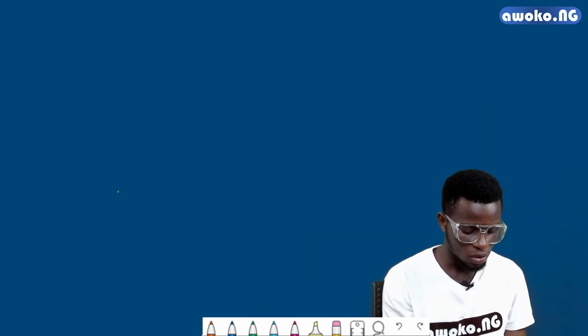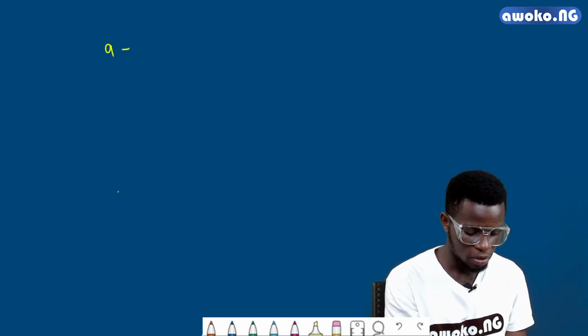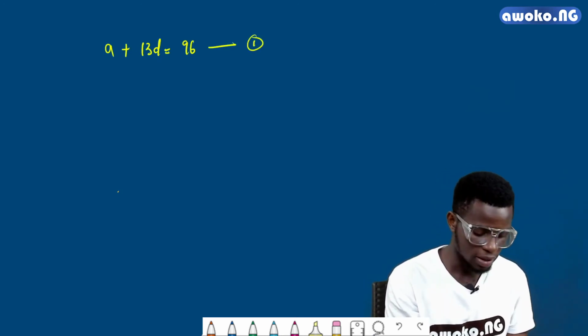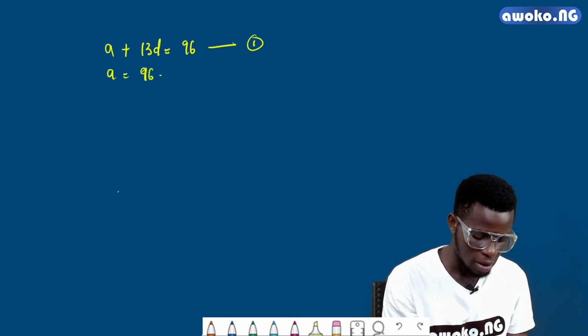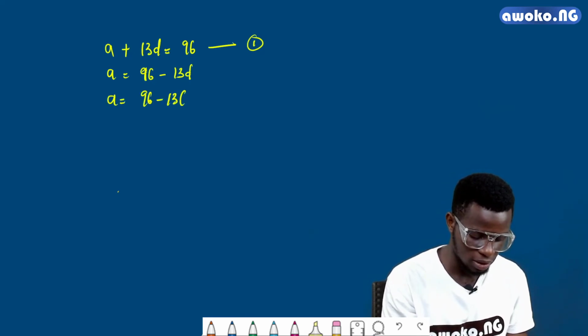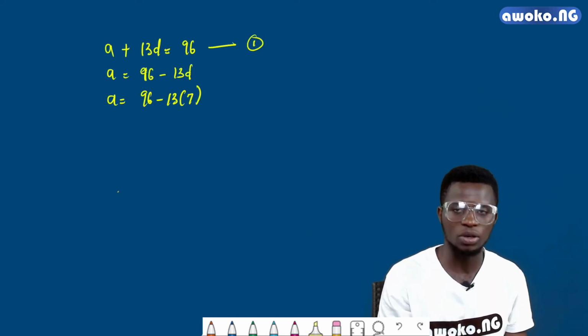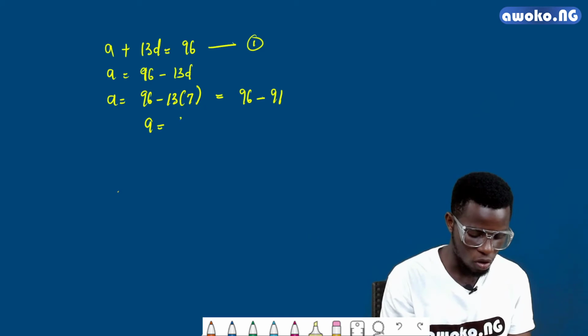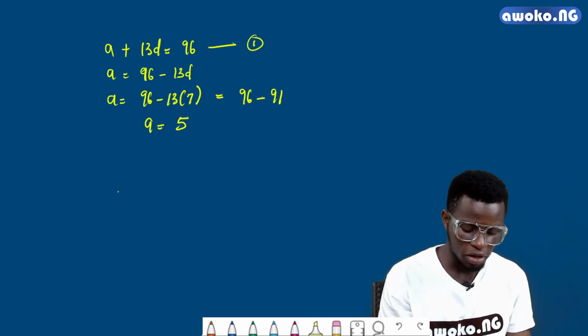To do that, we can have A plus 13D equals 96. This is from equation 1. So since D equals 7, we can say A equals 96 minus 13D. If I substitute the value of D into this equation, I have A equals 96 minus 13 times 7. And 13 times 7 is going to give us 91. So we have 96 minus 91. Therefore, A is equal to 5. So we have A equal to 5 and D equal to 7.